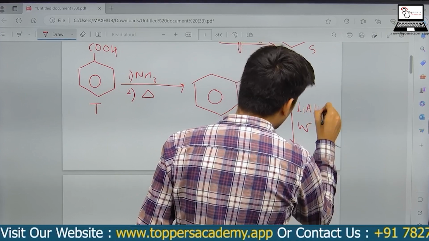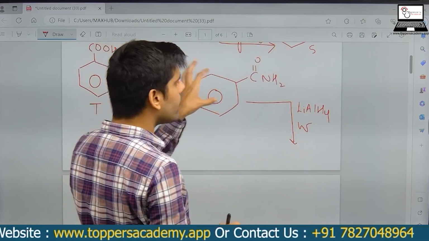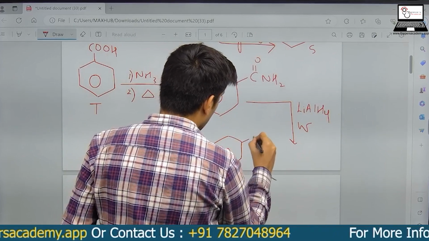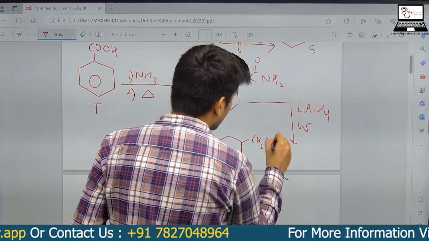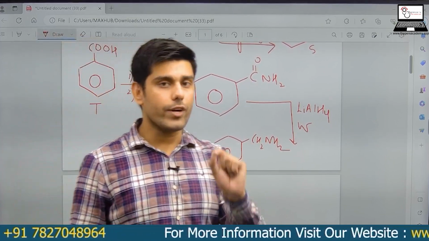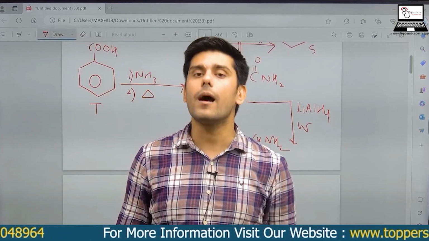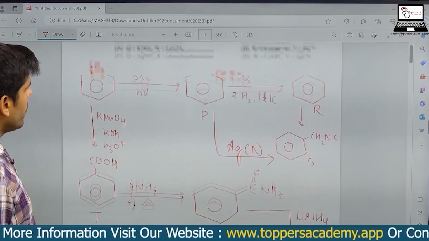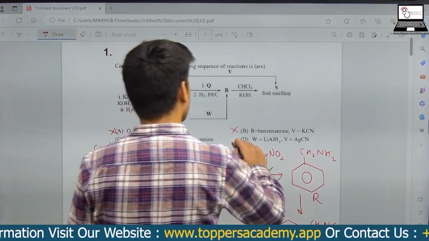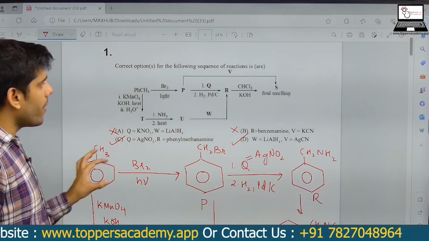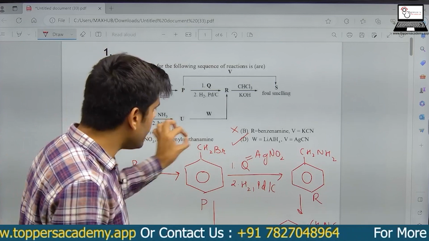This is a strong reducing agent, and we know that it converts amides into amines. Which amine? 1 degree amine. Please remember, reduction of nitro, cyanides and amides gives 1 degree amine. Is that okay? So C and D both are correct. The correct options for the following sequence of reactions are C and D.